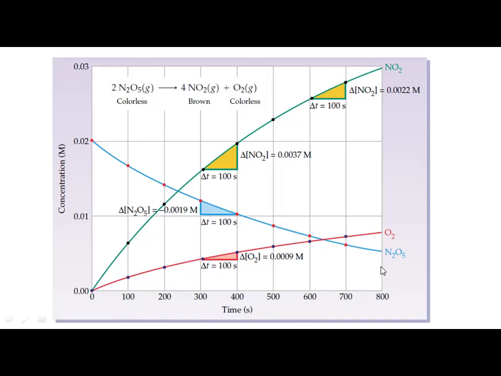And it must be a reactant because the reactant's concentration decreases with the passage of time. In a similar way, for NO2 and O2, this symbol is for oxygen and this symbol for nitrogen dioxide. Because both are products, with the passage of time their concentrations increase.